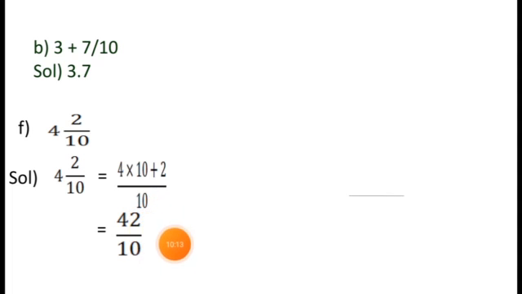So as you can see here, the denominator is 10, so it can be easily written in form of decimal by placing the decimal from the right hand side before that many digits, the number of 0s we have in the denominator part, okay. So it will be 4.2 in decimal form.